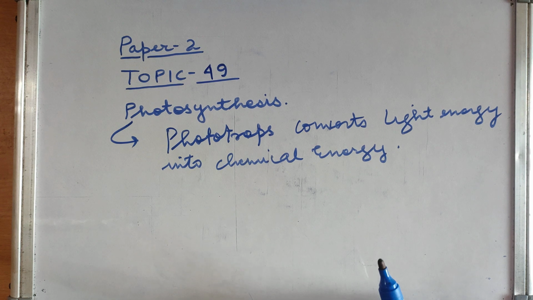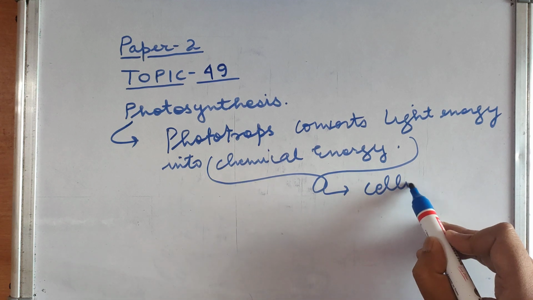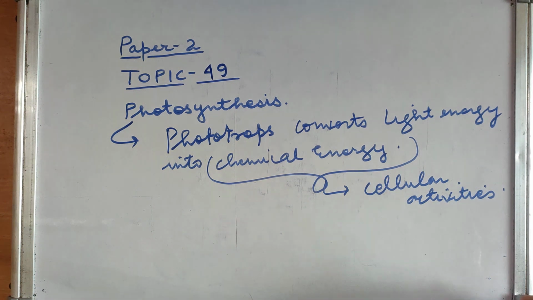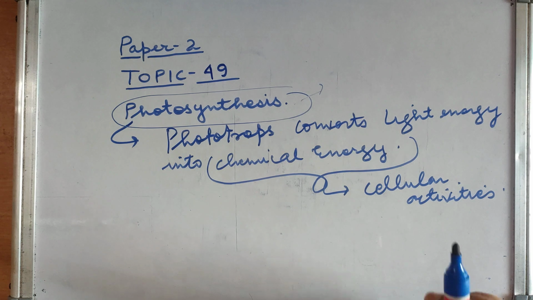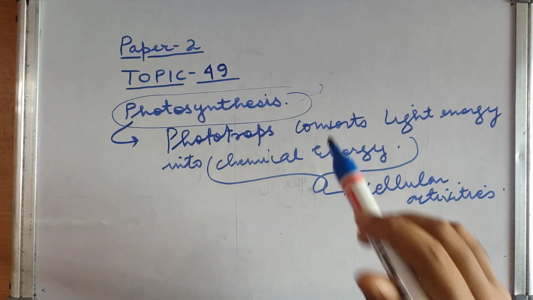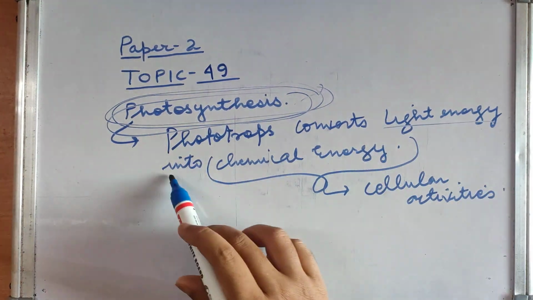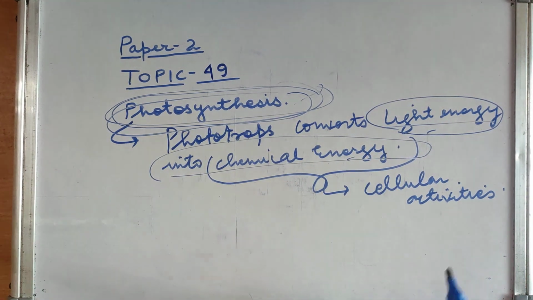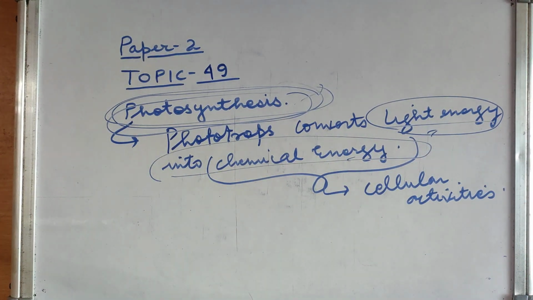which is later used in cellular activities. So this is what photosynthesis is. In childhood we used to learn that photosynthesis is the process by which plants make food. But now you have grown up, so you need to use some technical definitions. That's why you need to highlight that it is a process through which light energy is converted into chemical energy.